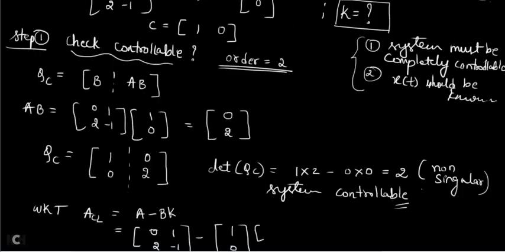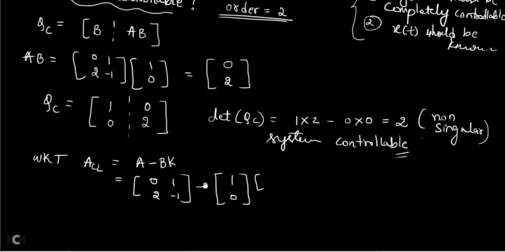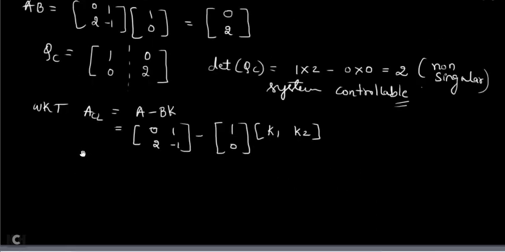What is the order of the system? 2. So therefore you should take K as 2 variables, K1 and K2. And always remember, you have to take K as a row vector: one row, 2 columns. If the order of the system is 3, then you have to take K as K1, K2, K3. Now you multiply and you will get the ACL matrix. I'll directly write: if you multiply this, your ACL matrix will be [-K1, 1 - K2; 2, -1]. This will be your ACL matrix.